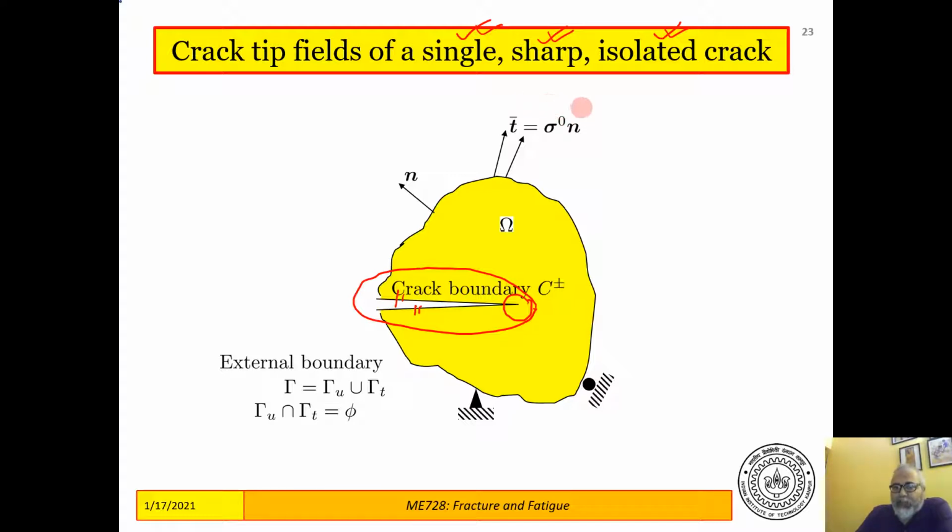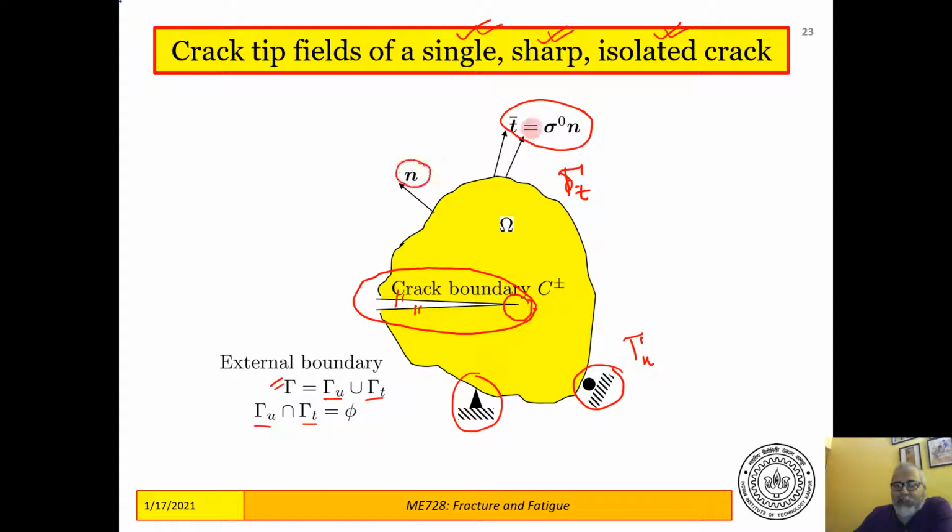So we have tractions applied on some parts of the boundary, which we denote by gamma t, and then we have displacements applied at some parts of the boundary that we denote by gamma u, and the total boundary is gamma, which is the union of gamma u and gamma t. Gamma u and gamma t don't have an intersection, which means that you cannot have a part of the boundary where both tractions as well as displacements are applied, but in all parts of the boundary either traction or displacement must be applied. So these are usual rules.